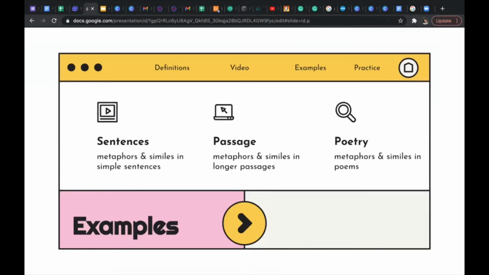Okay, now we're going to go into our examples. First, we're going to look at some sentences where we'll see metaphors and similes used in simple sentences. And then we're going to take a look at how they're used in passages. And then finally, we'll take a look at how they're used in poems.